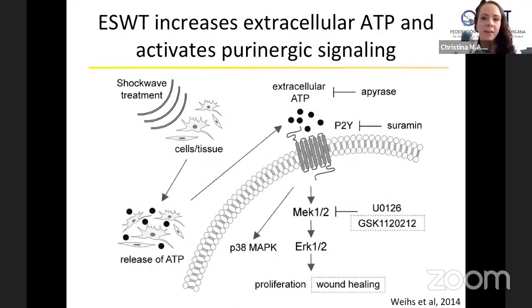Another important effect is extracellular ATP. Cells and tissues treated with shockwave treatment secrete more ATP. This extracellular ATP can bind to P2Y receptors and activate several pathways, which again leads to cell proliferation and increased cell survival, and that is beneficial in fields like wound healing, for example.